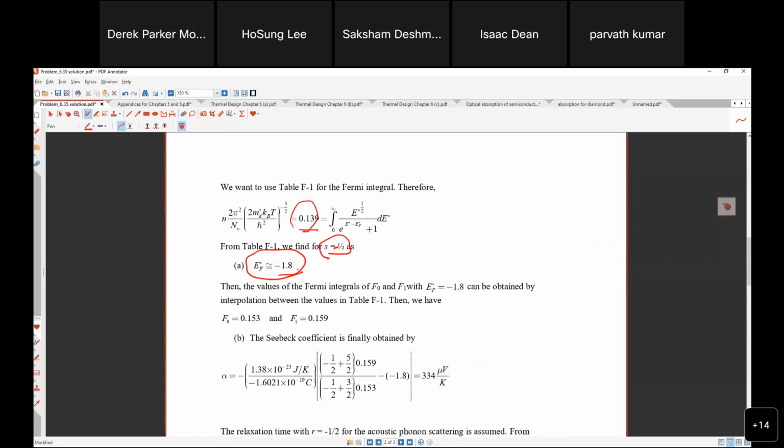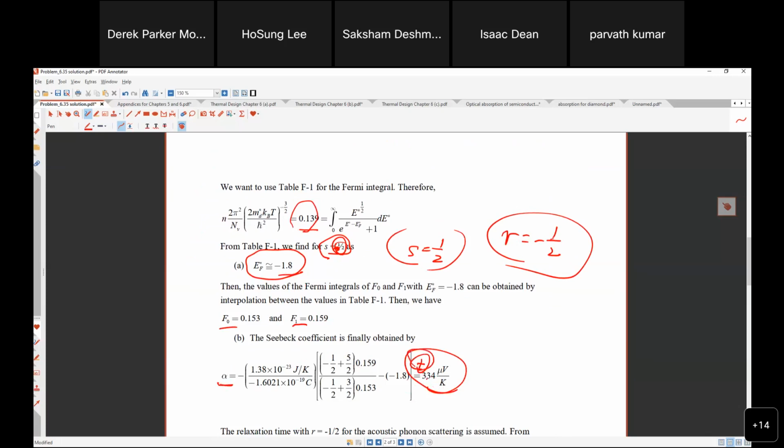So this is an error. I think this solution is in error. It should be minus. No, S is half. I'm sorry. S is half, okay. But R is a minus. I was confusing. R is a minus. S is okay. So we got the minus 1.8, and then I got the F naught, F1, and plug in, and we compute 334. It turns out plus. What does it mean? Plus. Now you answer. The Seebeck coefficient turns out to be plus 334.